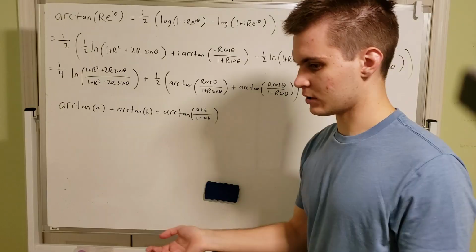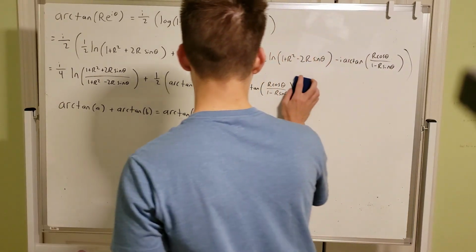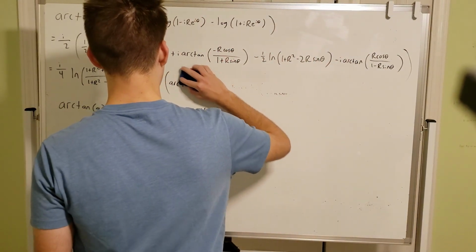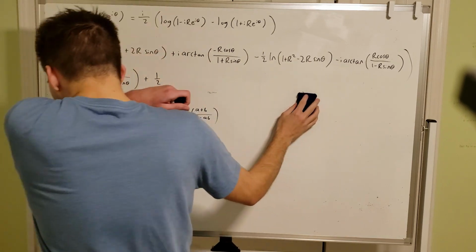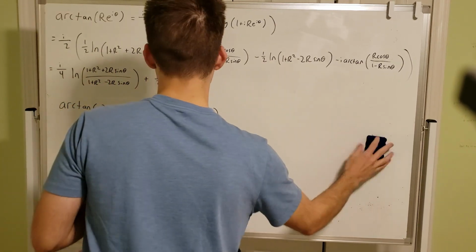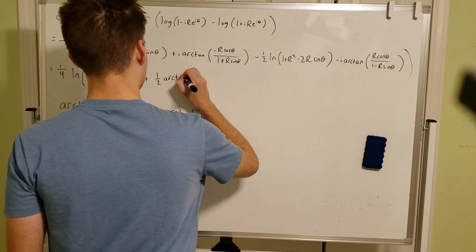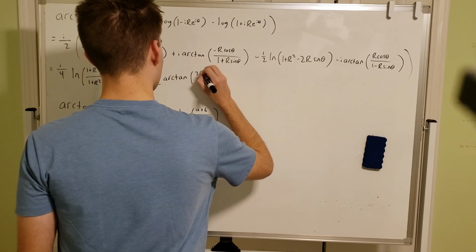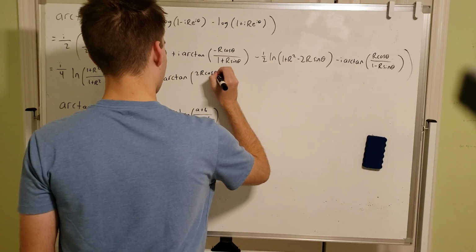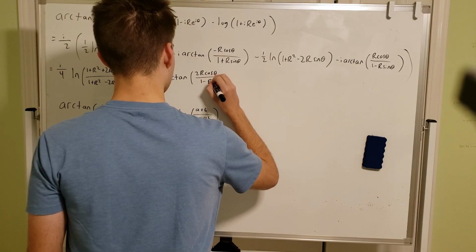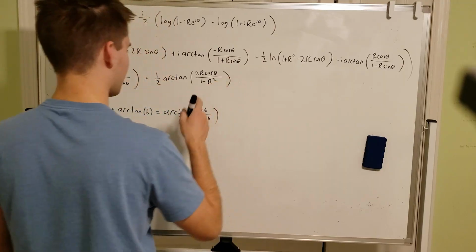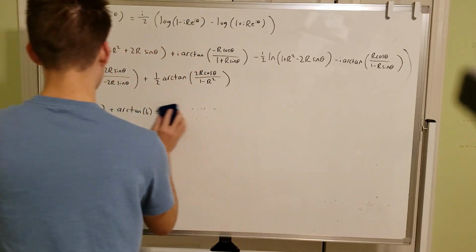It takes a second, it's just computation. So again, I'll skip that, and I'll just tell you that this ends up being arctangent of 2r cosine theta over 1 minus r squared. That's what this becomes after all the simplifications.